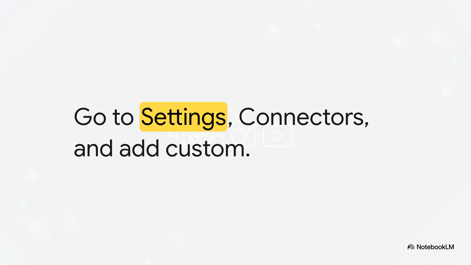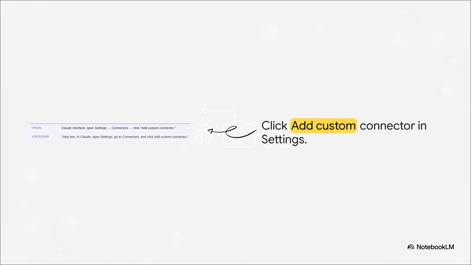Moving right along to step 2. Jump back over to your Claude workspace, open up your settings menu, navigate over to the Connectors tab, and go ahead and click that Add Custom Connector button. This simple little menu navigation is honestly the gateway to something huge. You're essentially teaching Claude a brand new tool, pushing its native capabilities way beyond just standard text generation.